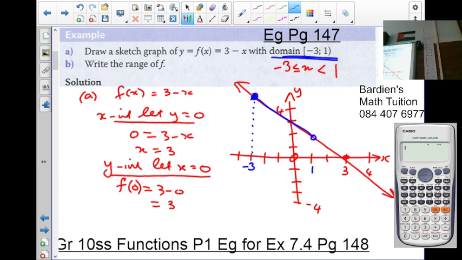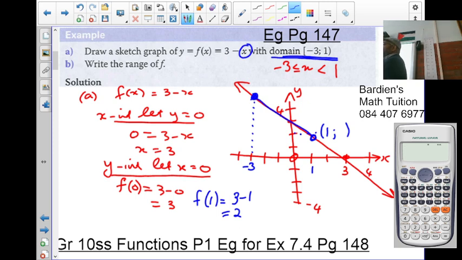I actually need the corresponding y values here. What is your x value here? 1. How do you calculate the y value? By substituting 1 into f of x. So f of 1: whenever I see x, I put a 1. So it's 3 minus 1, which is 2. Can you see it's about in line with that?